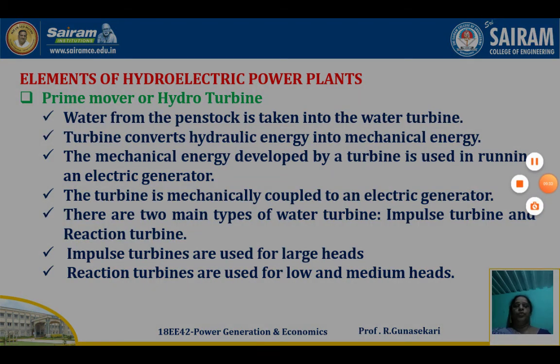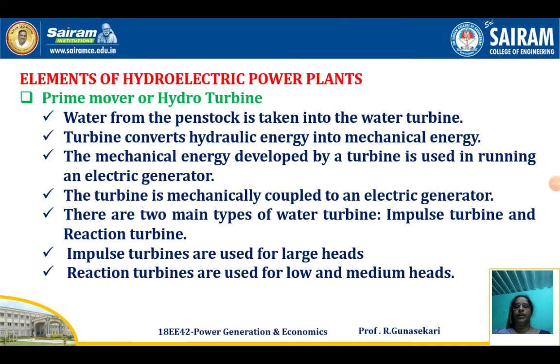Then the prime mover, or water turbine, or hydro turbine. The water from the penstock is taken into the water turbine. The turbine converts hydraulic energy into mechanical energy. Hydraulic energy, potential energy, kinetic energy, everything is the same here. The water turbine or hydro turbine is used to convert hydraulic energy into mechanical energy. The mechanical energy developed by the turbine is used to run the electric generator. The turbine is mechanically coupled to the electric generator.